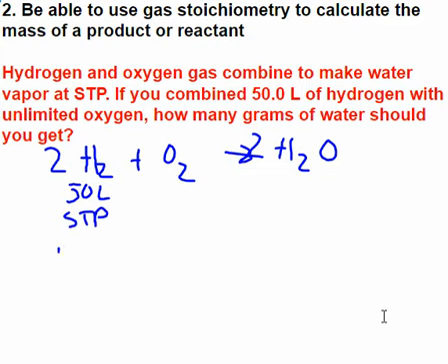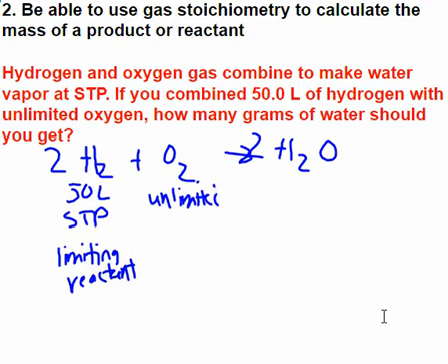This is your limiting reactant because they just told you that this is unlimited, which is another way of saying your excess reactant. So at least you don't have to figure out which one is limiting you. So it's all about the hydrogen. If you have 50 liters of hydrogen, how much water can you make? How many grams of water should you get?